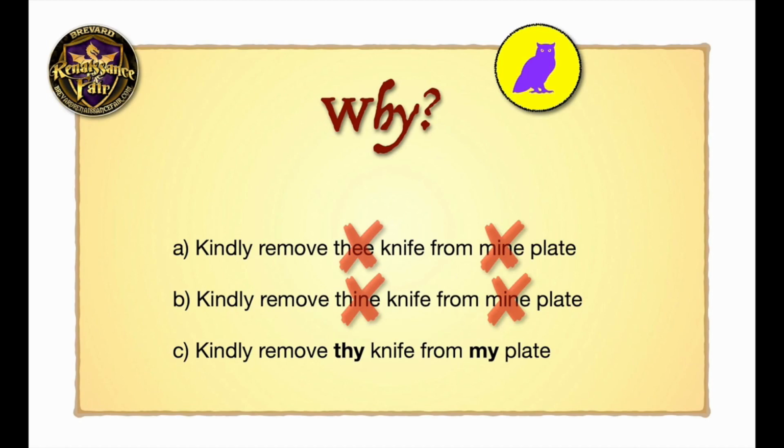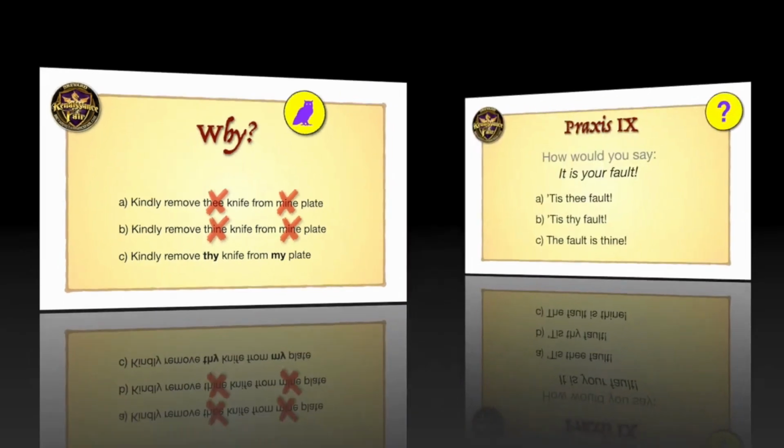The second one, kindly remove thine knife from mine plate. Mine plate is still wrong for the same reason, and thine knife is wrong for the same reason that mine plate is wrong, because knife does not begin with a vowel or a silent H. So it's kindly remove thy knife from my plate.